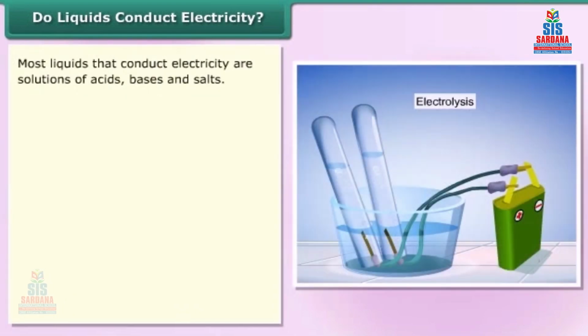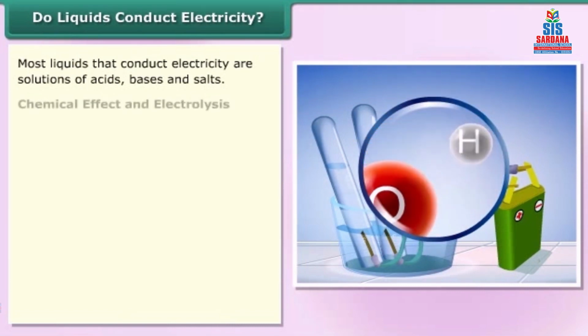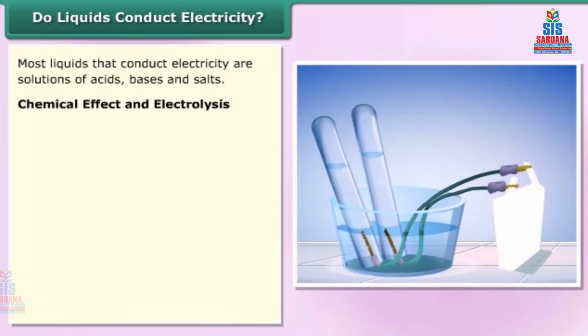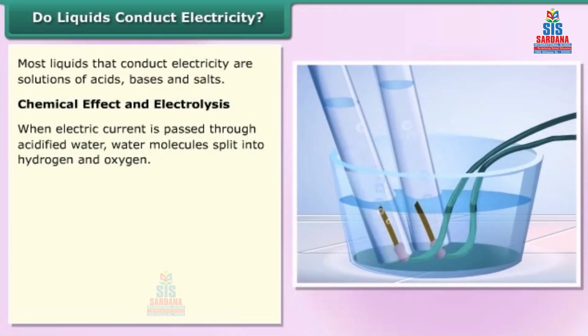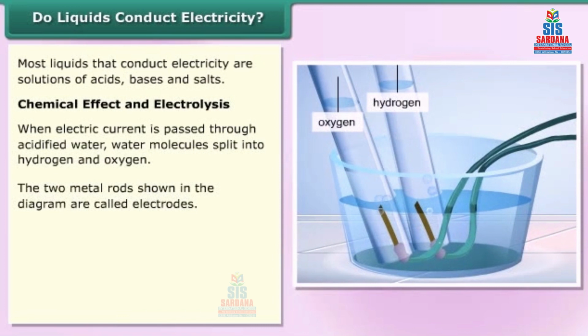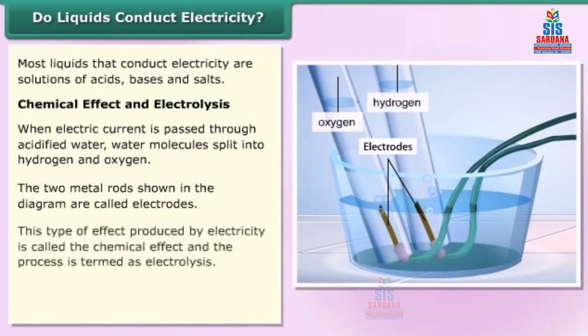Do liquids conduct electricity? Most liquids that conduct electricity are solutions of acids, bases, and salts. Chemical effect and electrolysis. When electric current is passed through acidified water, water molecules split into hydrogen and oxygen. The two metal rods shown in the diagram are called electrodes. This type of effect produced by electricity is called the chemical effect, and the process is termed electrolysis.